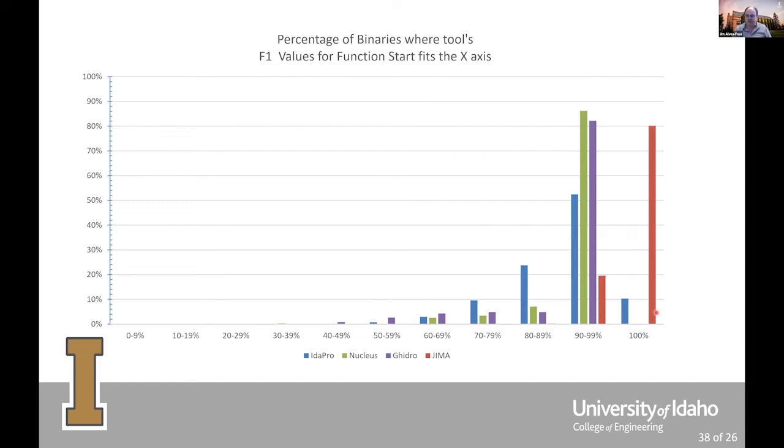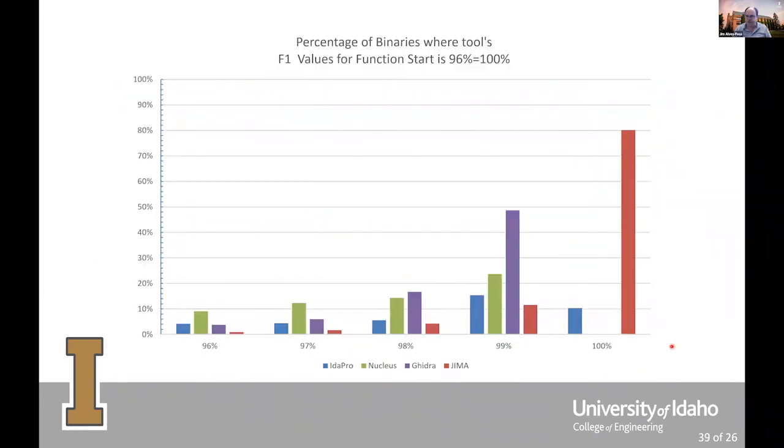So 80% of our stuff is up in this 100% range for GEMA, where IDA Pro has 10% of their stuff in the 100% range. Ghidra and Nucleus have nothing in the 100% range, but they're in the 90 to 99% range. That's where they're doing pretty well. So if I zoom in on this a little, from 96 to 100%, again, we're up here at 100%. Then things where we're 99% F1 value, 98, 97. Ghidra does pretty well here and then drops down. Nucleus is a little slower. So it's another way of visualizing the data, looking at our results and saying, hey, did we do well? Did we win?